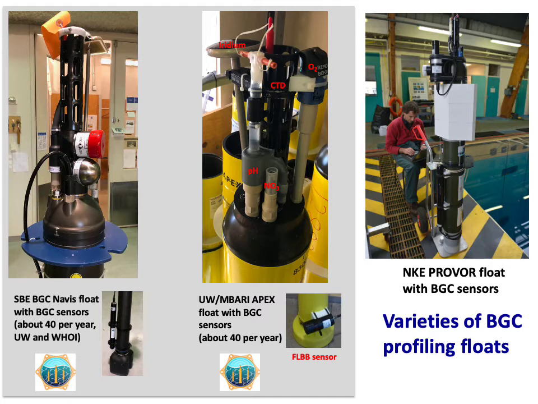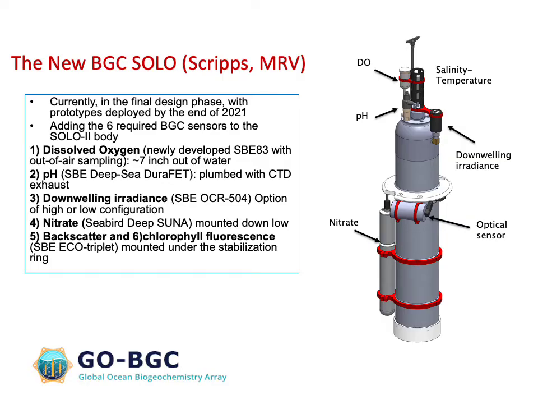There's also a float that's largely used in Europe, not much in the US, but is a perfectly good float: the NKE Provor float with BGC sensors, which I show here. Our European colleagues are using a lot of these, and they're doing a fine job with those. There's one other float that will eventually be used in the US, the new BGC Solo float.